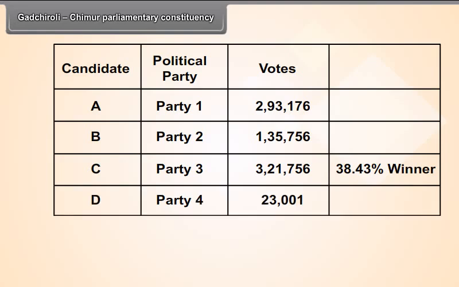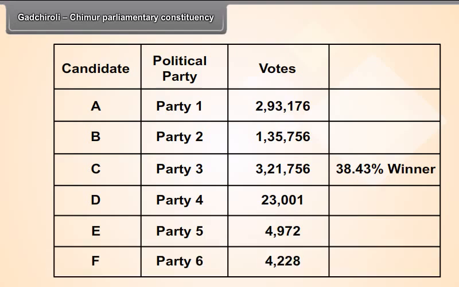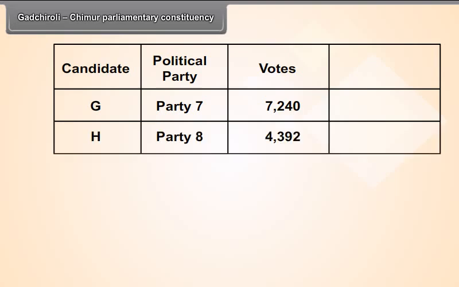For example, here is the map of the Gadchiroli-Chimur parliamentary constituency in Gadchiroli district of Maharashtra. It includes 6 Legislative Assembly constituencies within its area. Total number of voters, 12,85,387. Number of candidates, 11. Number of voters voted, 8,37,247. Polling percentage, 65.14.